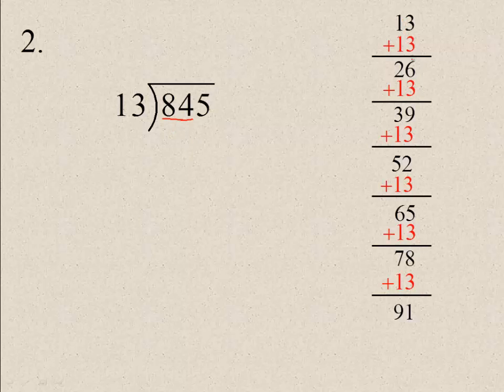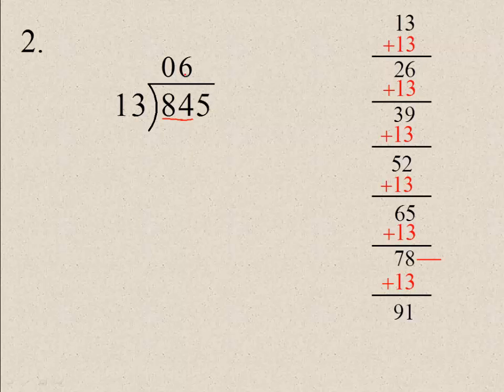I look down at all the black numbers, and I look for the closest number to 84 or 84 itself. In this case, I have 78. So 13 can go into 84 1, 2, 3, 4, 5, 6 times. And I write down a 6. That 0, guys, was because 13 could not go into 8. 13 goes into 84 6 times.